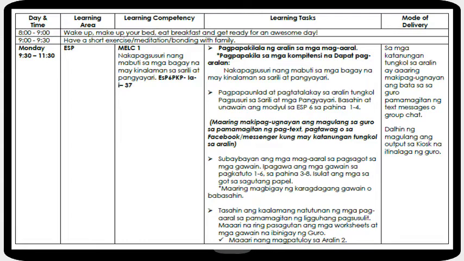Ayan. So, dapat nakapaloob doon ang module sa ESP pahina 1 to 4. So, magbabasa po muna syempre bago maggawa ng mga activity. So, sa fourth, subaybayan ng mga mag-aaral sa pagsagot sa mga gawain. Ayan na. So, sa mga activities na, so yan ang halimbawa, ipagawa ang mga gawain sa pagkatuto 1 to 6 sa pahina 3 hanggang 8. Isulat ang mga sagot sa sagutang papel.